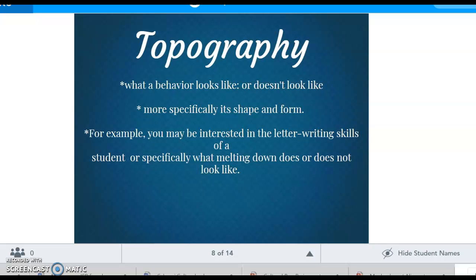Topography is what a behavior actually looks like or does not look like. So more specifically, it's the behavior shape and form. For example, you may be interested in the letter writing skills of a student, or specifically what melting down does or does not look like.